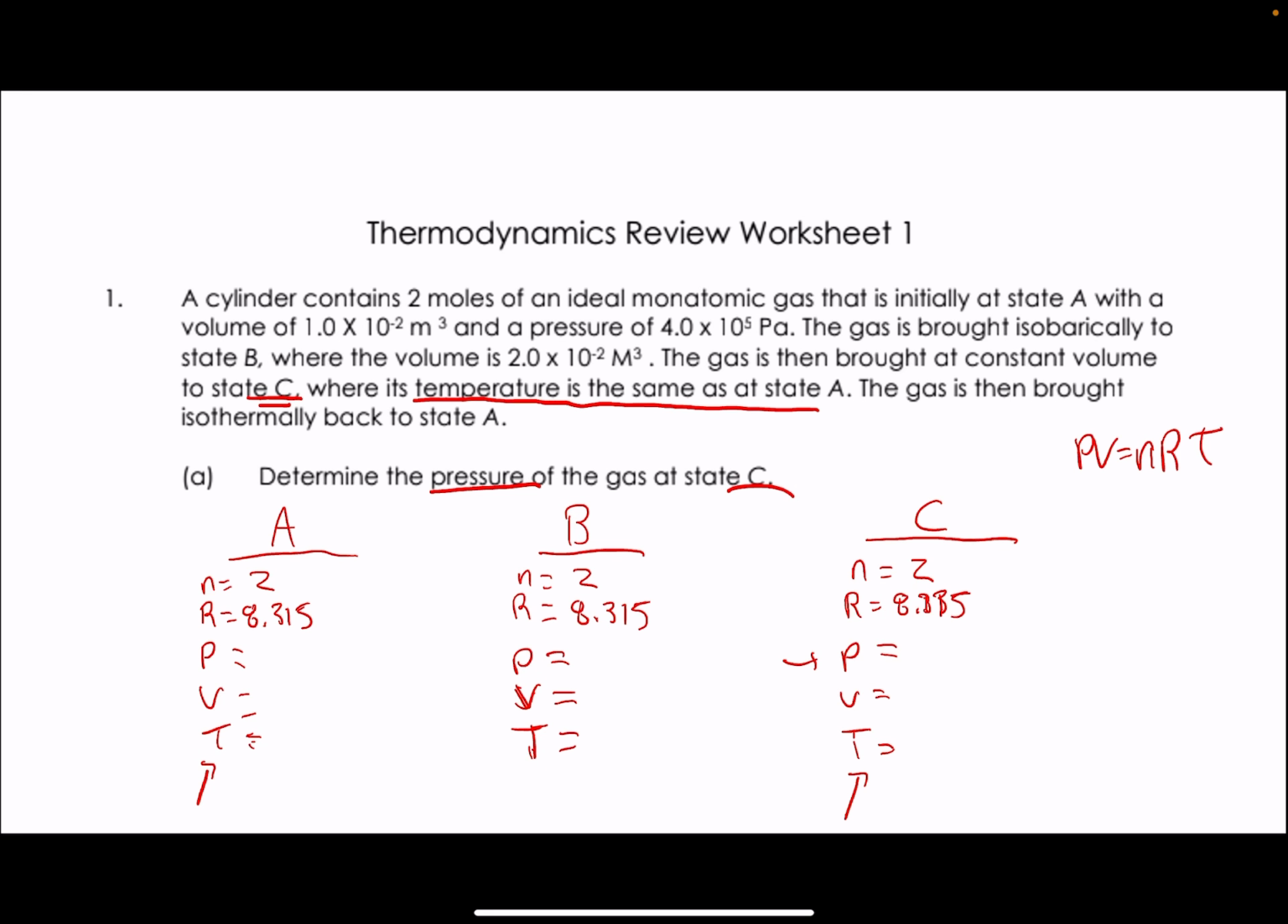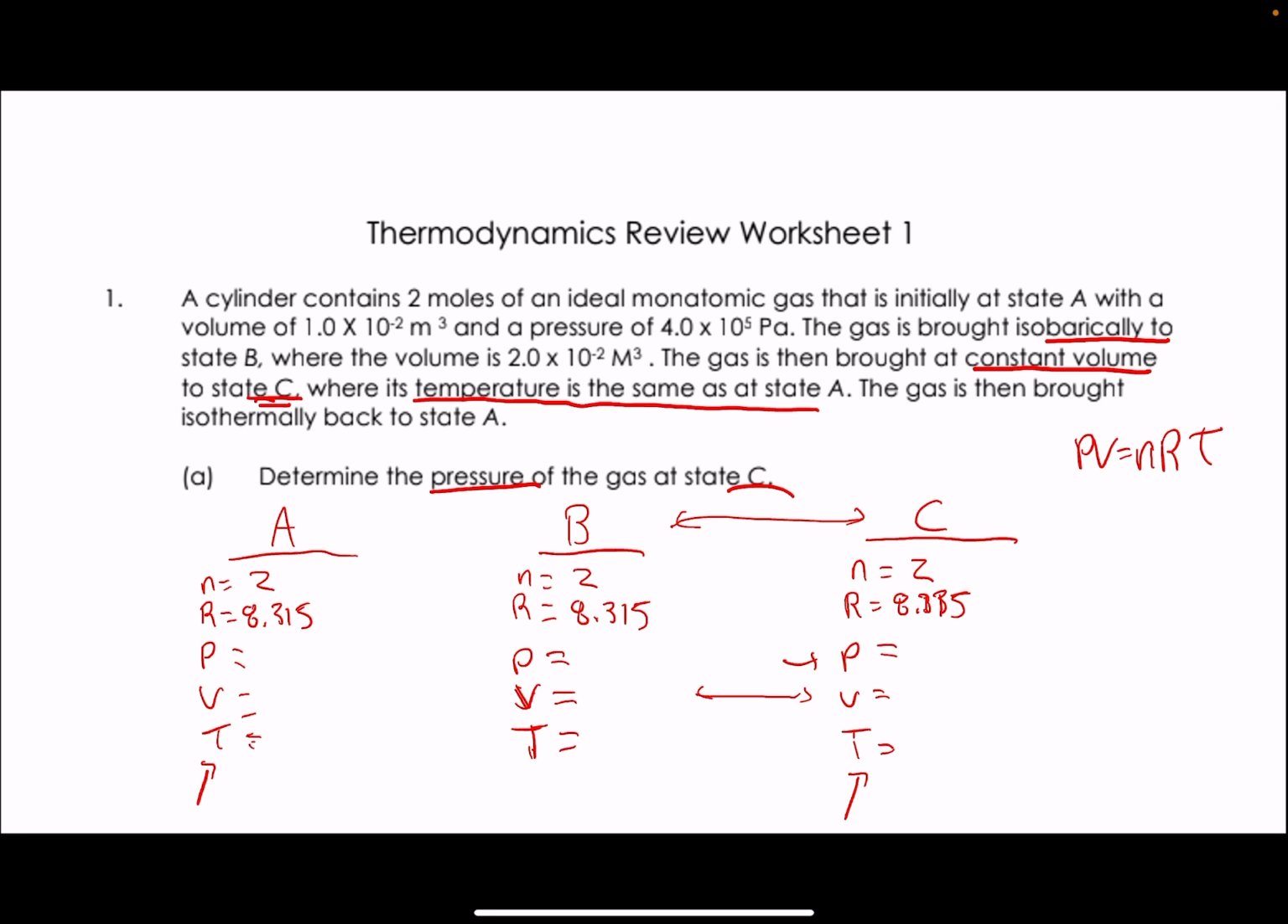And then we are also told that the gas is brought at constant volume to state C. And so from B to C, we have the same volume. So if we can find this volume here, we can find that volume. So let's go through all the positions.